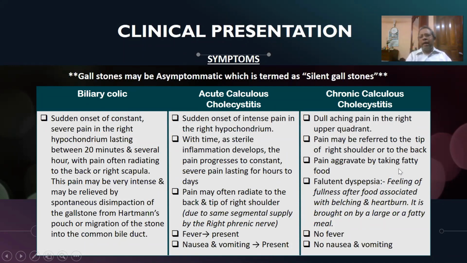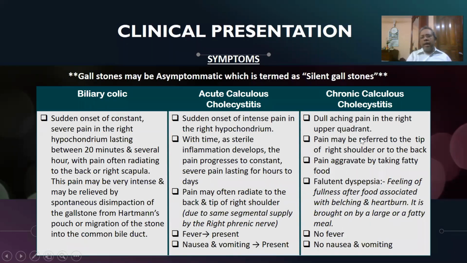Pain aggravated by taking fatty food is an important thing. If the pain is aggravated by fatty food intake, most likely the patient may have a gallstone. Then you examine the patient by investigations and prove whether there are stones or not. And another thing is flatulent dyspepsia. That means feeling fullness after food associated with belching and heartburn. It is brought on by a large or a fatty meal.